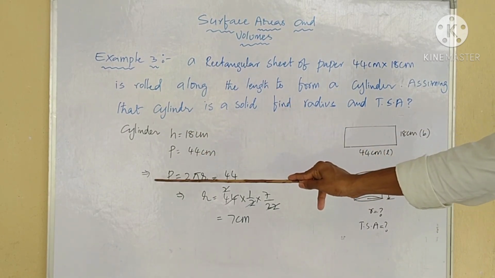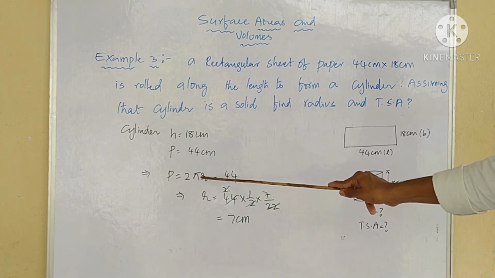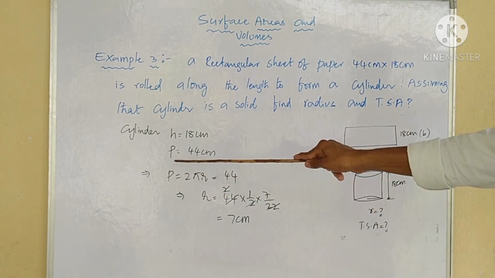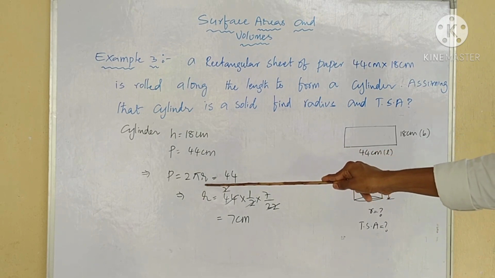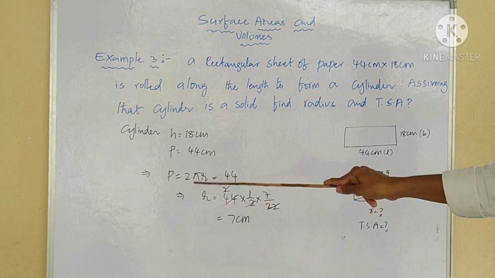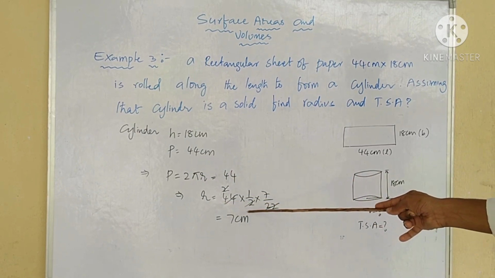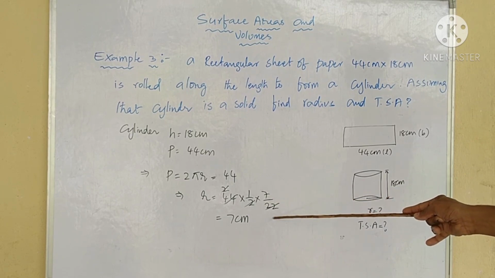So the perimeter formula is 2 pi r. The cylinder perimeter formula is 2 pi r. So the perimeter of the cylinder is 44, that is 2 pi r equals 44. So r is 44 into 1 by 2 into 7 by 22, transposing 2 and pi.